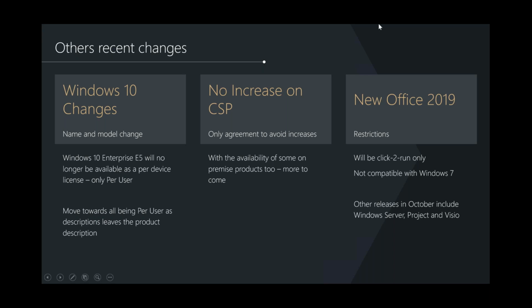Similarly, with Office 2019 only being released as a click to run copy, that's something else which needs to be strongly considered. Not compatible with Windows 7, as I previously mentioned. We know that it's coming towards, and then even with Windows 8 in 2023, I'm very aware that's still 4 years away. But other releases such as Visio and Windows Server as well, and Visio and Project looking to do similar things with that Office license.